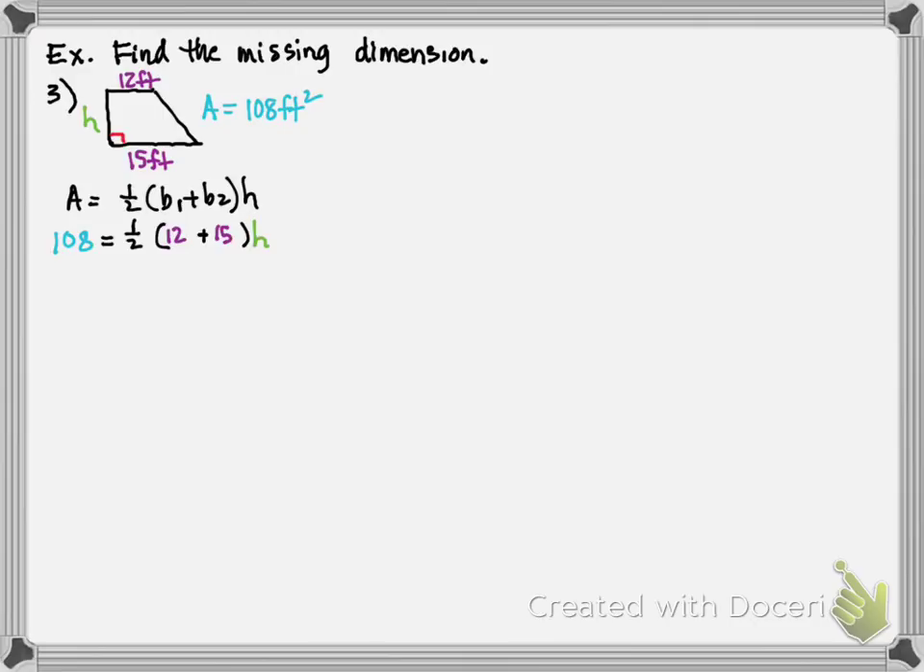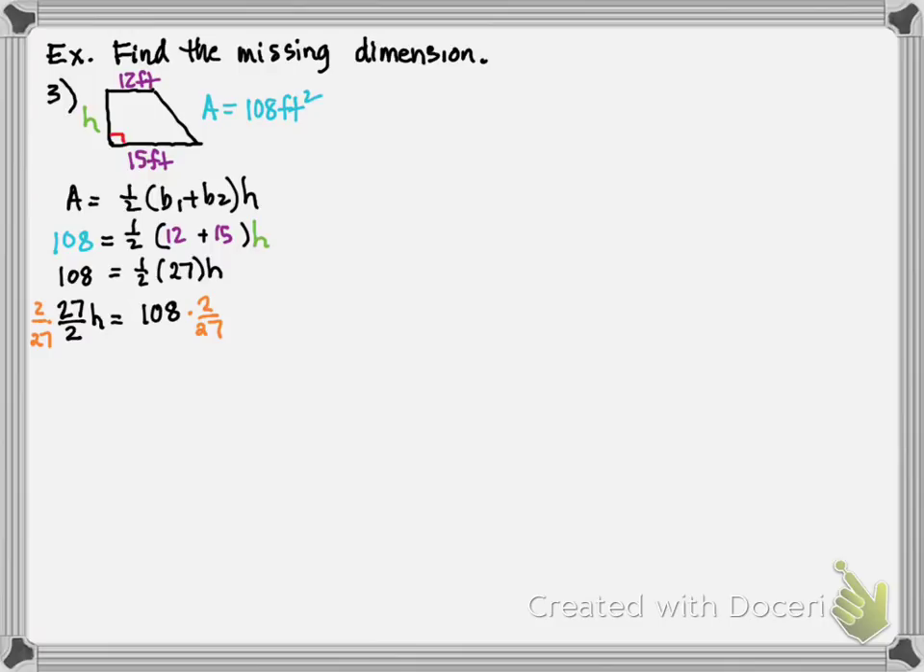Okay, so lots of different ways to solve this, and I'm just going to show you one way. Oops, sorry, let's go to black. So I have 108 equals 1/2. Add those two, you get 27 times h. Actually, I'm going to use the symmetric property. So I'm going to get 27 times 1/2 is 27 halves h equals 108. And from previous chapters, we talked about when I have a coefficient that's a fraction, then I'm going to multiply both sides by the reciprocal.